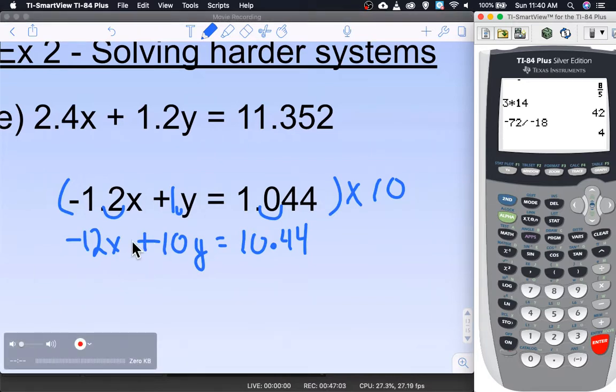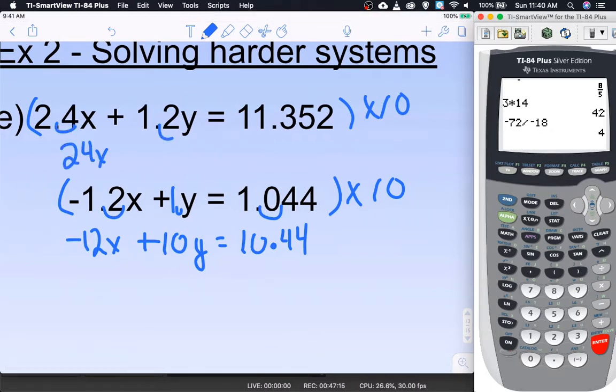This is where I want to have no decimals and no fractions. I really don't care about this other piece. My top equation, I'm going to do the same thing. I'm going to multiply the whole thing by 10. It becomes a 24x, a 12y, and a 113.52.